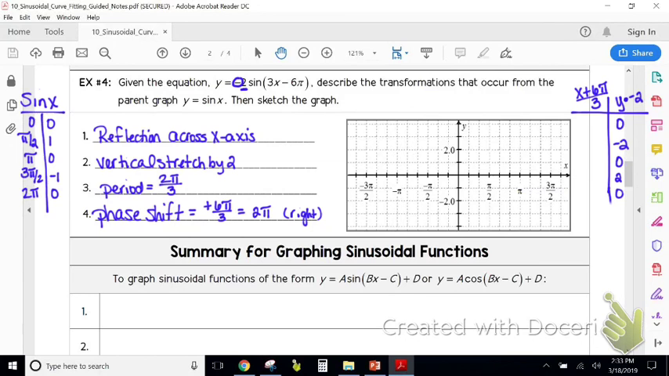And now let's take our x's and let's add 6 pi and then divide by 3. So I'm going to take the first one, so 0 plus 6 pi divided by 3. 6 pi over 3, which is 2 pi. Exactly what we said we were supposed to get, right?